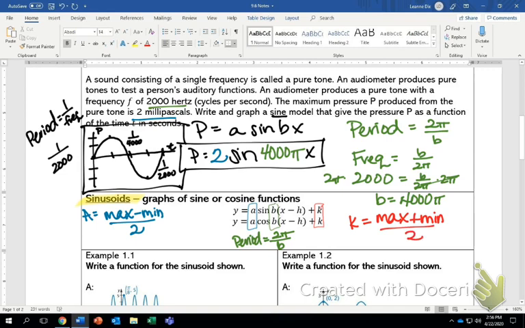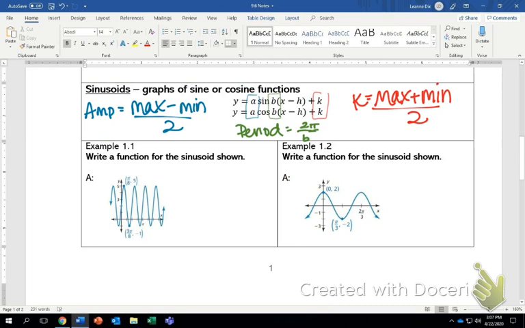All right, so please note the very minute difference between amplitude and our vertical shift. It's very important that you recognize that they're different and they give you different answers. All right, so let's do an example. So here are two examples, and we are going to write the equation for both of these trig functions. We're going to write the sinusoid.